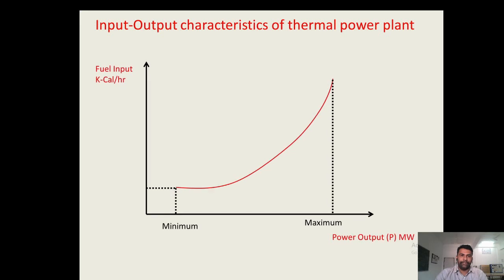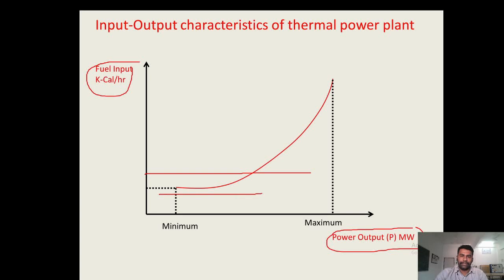In these characteristics, on the y axis it is represented as fuel required in kilocalorie per hour, and on the x axis it is represented as power output in megawatt. So, you can observe that for the starting period, when the generation increases, the fuel input is not increased by that much amount, but after some period of time it increases linearly with respect to the power output, and after that you will observe that the curve is exponential.